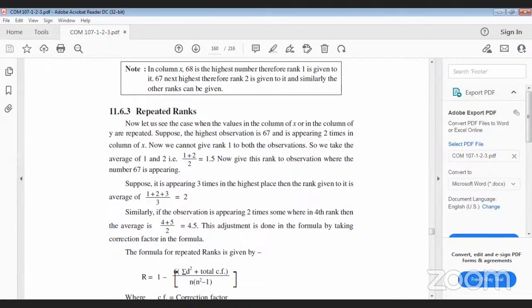This adjustment is done in the formula by taking a correction factor. It is known as correction factor, CF.